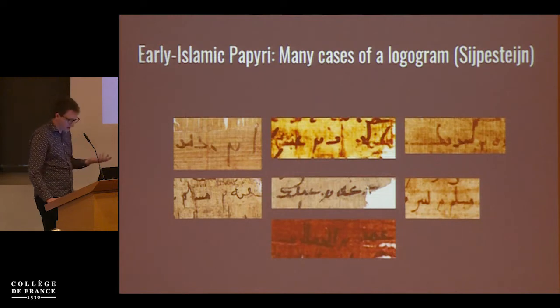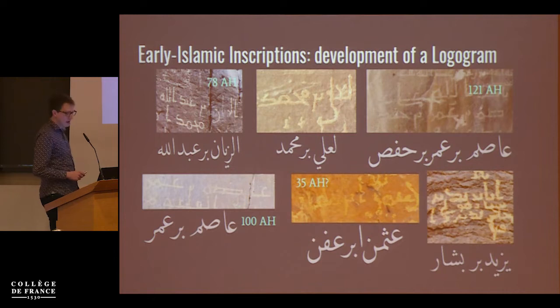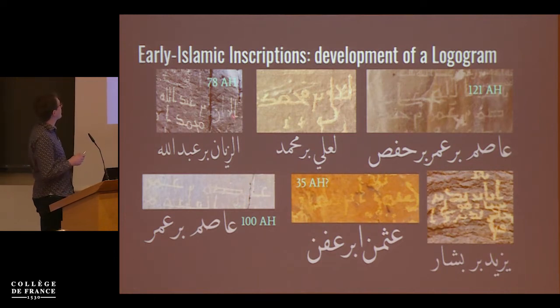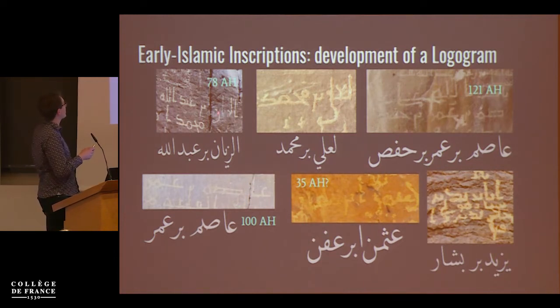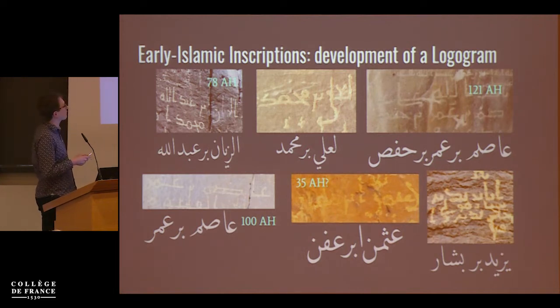If you find it in the papyri, you would of course also expect to find it in the inscriptions. And once again, that is very clear. This is a beautiful one because you can really see that the noon is a very different thing from this thing. So this is 78 Hijri, you have Az-Zayyan, Bar, Abdallah, right? And all of these are very nicely found. And the latest one I was able to find that does it is 121 Hijri.